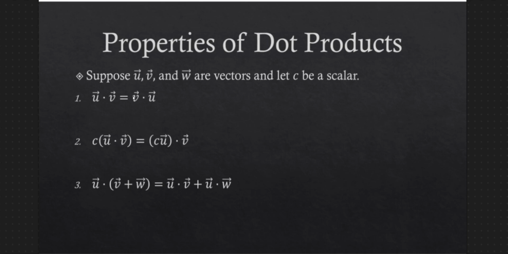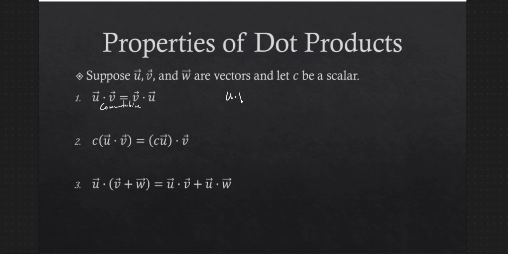So there are three main algebraic properties of the dot product. One is that it's commutative. That is, u dot v is equal to v dot u. Now this can be easily proved, or just seen, by using the geometric expression for the dot product.